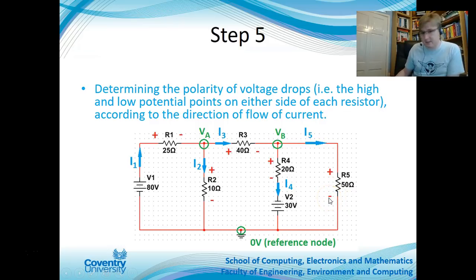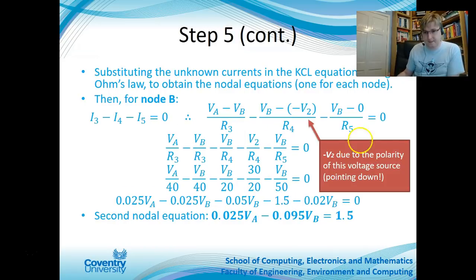So VB minus 0 over R5 would give you I5, which is here. Like before, you can expand out all the division signs. You can then substitute your numbers in, simplify the maths, collect your like terms, and you can get your second nodal equation, which in this case is 0.025 VA minus 0.095 VB is equal to 1.5. And now you've got your two simultaneous equations.